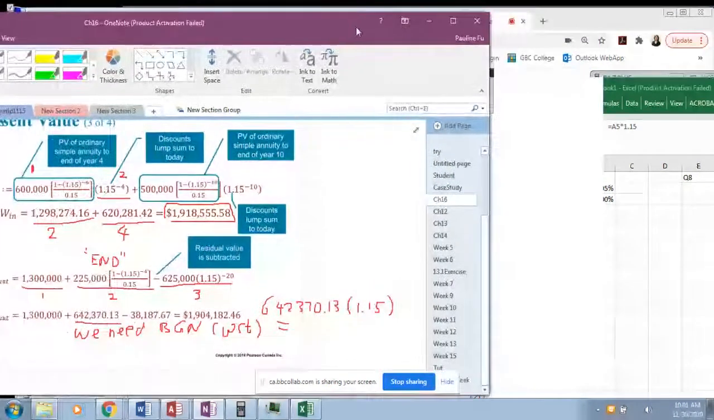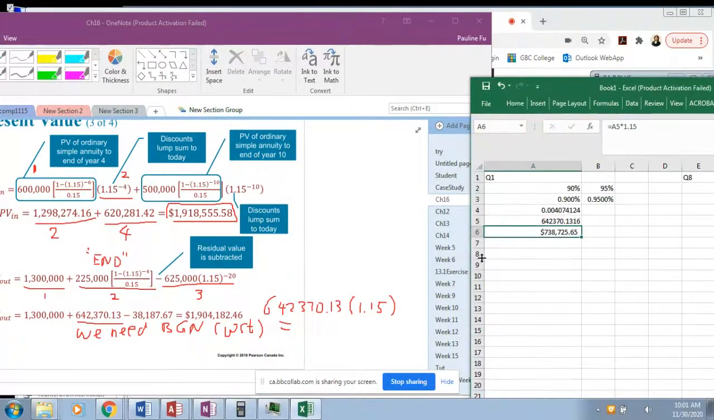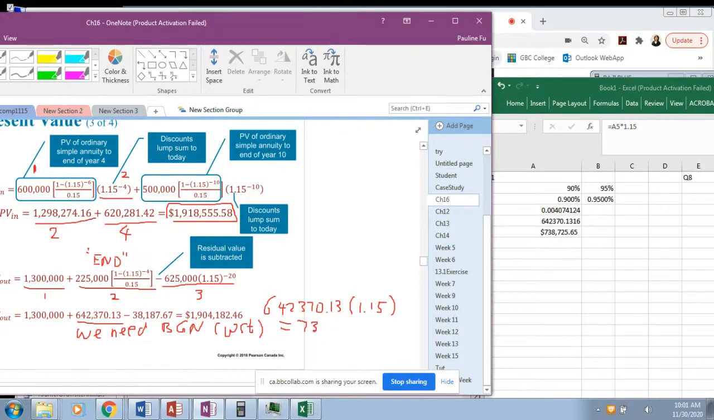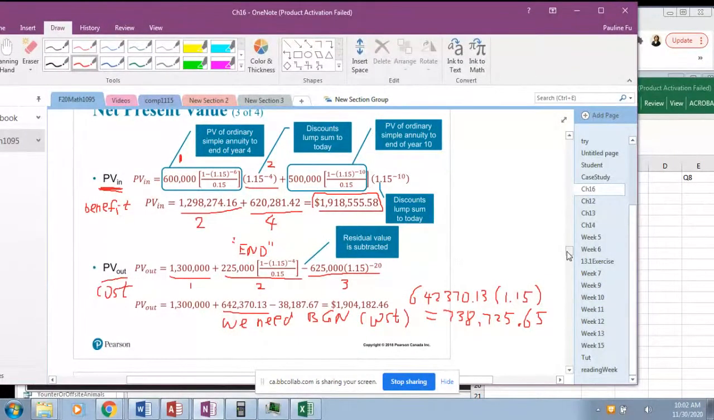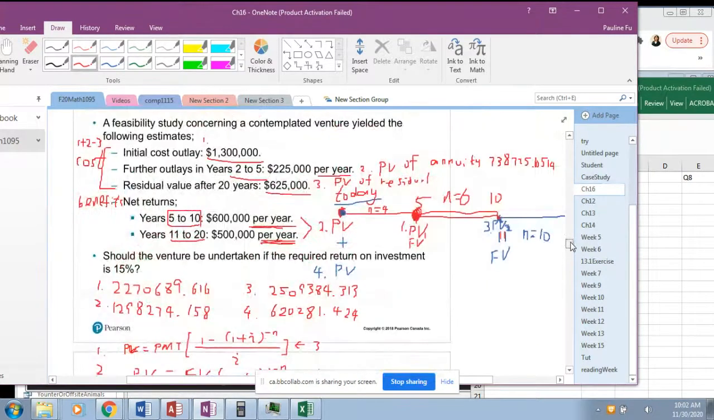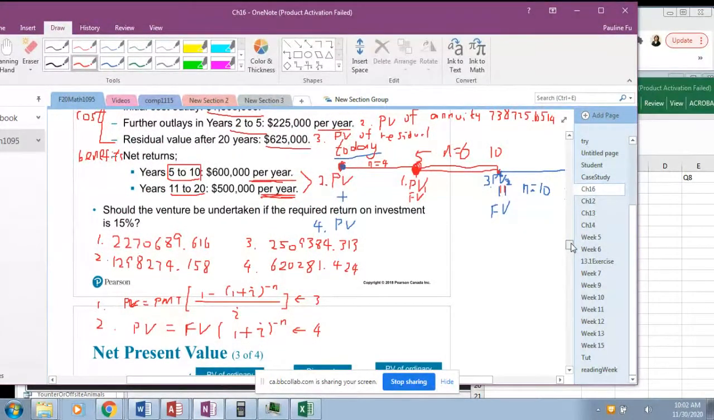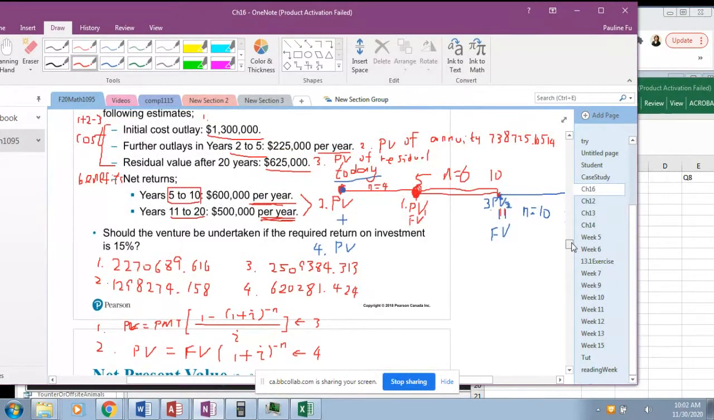Okay, so this number we get is 738,725.65. So you see the discrepancy here. The principal said the cost will be based on begin, but when the PowerPoint did the calculation, it was based on end. That's not right. So we stick with our principle. The cost will start at the beginning mode. So our calculator is correct. Okay, so step 2. Unless it is specified that the cost happened at the end, then the PowerPoint is correct. But it didn't say the cost happened at the end.